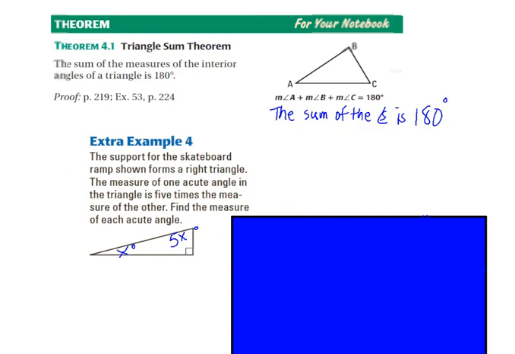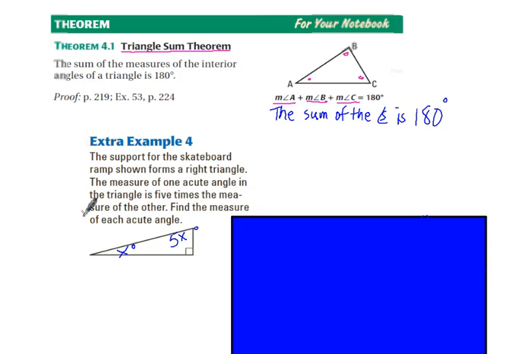Alright, finally, I need you to write down Theorem 4.1, the triangle sum theorem. This is something we're going to use a bunch of times. So, first of all, the sum of the measures of the interior angles of a triangle. So over here, measure of angle A plus measure of angle B plus measure of angle C is 180 degrees. So if I add up all the three interior angles in a triangle, they will add to 180 degrees.